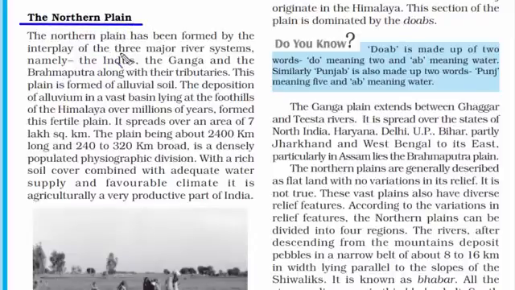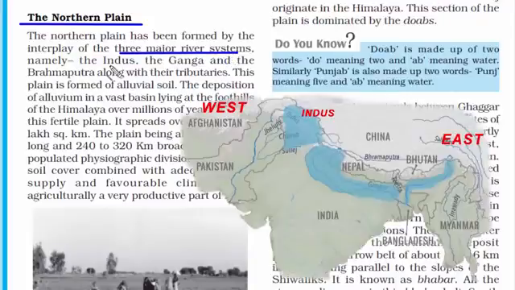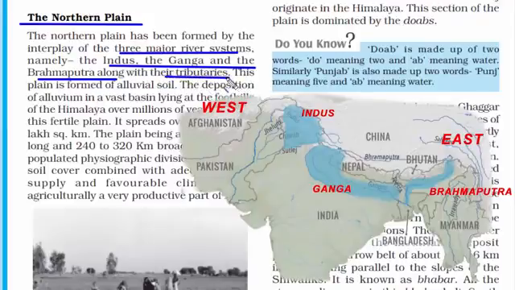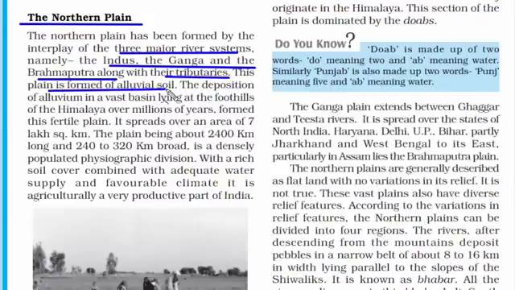And the next feature is the Northern Plain. The Northern Plain has been formed purely because of three major river systems, and they are the Indus, the Ganga, and the Brahmaputra, of course, along with their tributaries. As I've said before, this plain is formed of alluvial soil, and since we are reading about Northern Plain, it has to lie at the foothills of the Himalaya, and it has taken millions of years to make it a fertile plain.